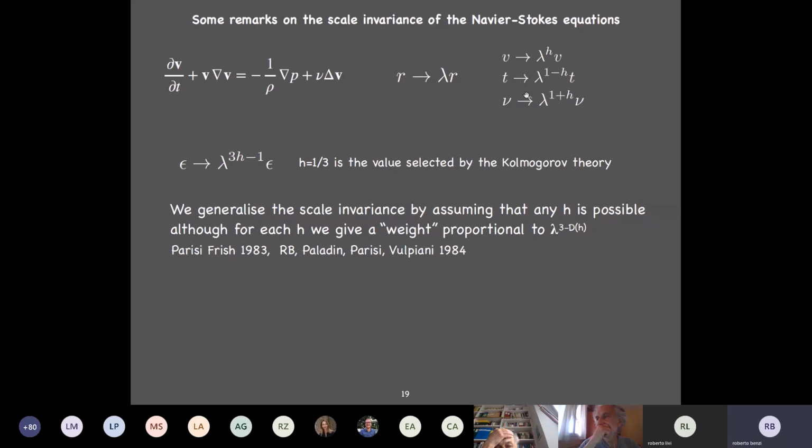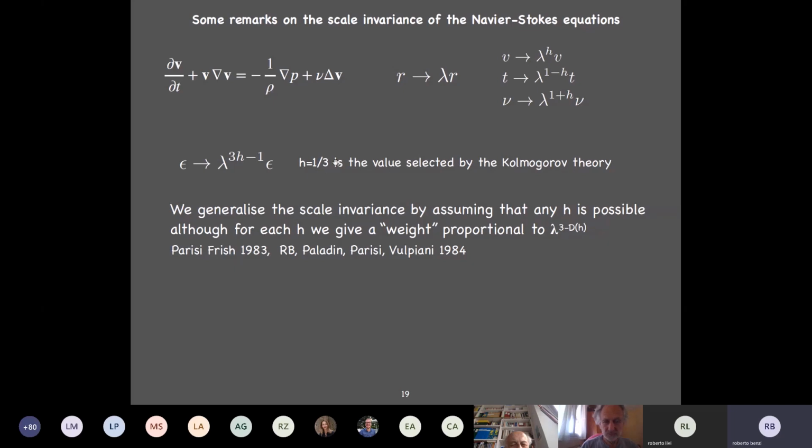And then you see that if you put all these things together, the energy dissipation, which is the crucial quantity entering in the Kolmogorov theory, goes like lambda to the 3h minus 1. So the basic idea is that Kolmogorov selected h equal to 1/3 as the correct scaling property for the energy dissipation to be independent of the Reynolds number. You can think of this scaling also as a scaling in the Reynolds number sense, if you wish.